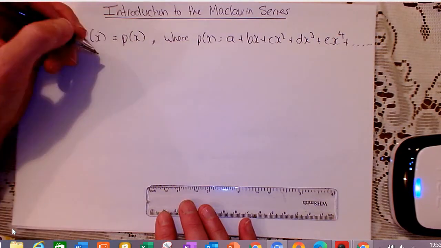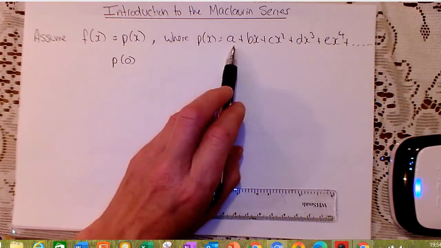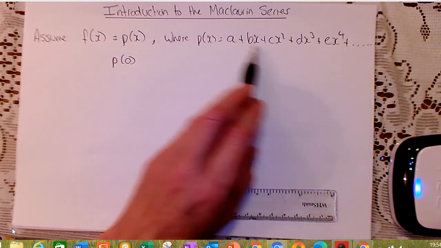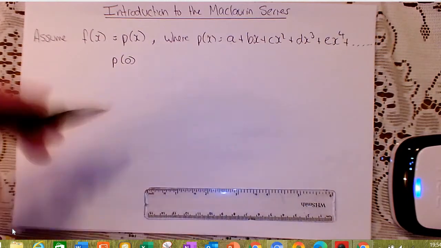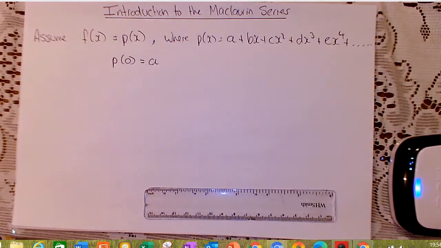So we'll have p of 0. Well, if you put 0 into everything here, the only thing you're going to be left with is this constant term. So straight away, I know p of 0 is simply a.